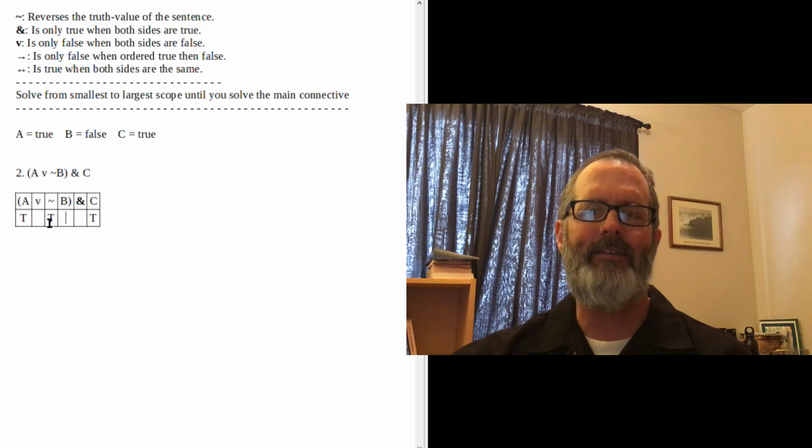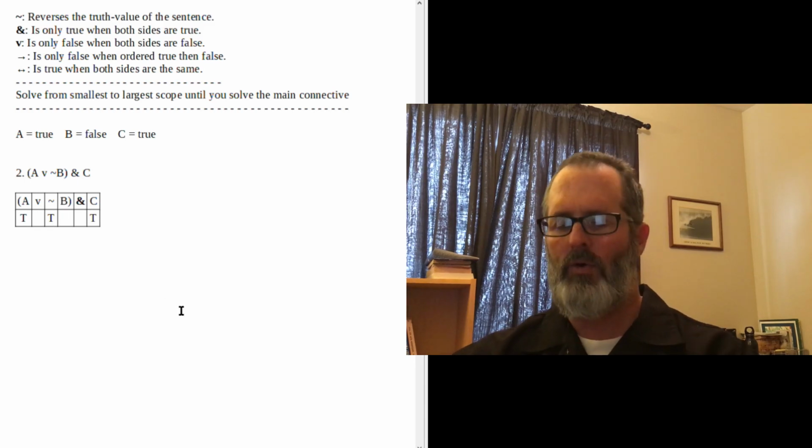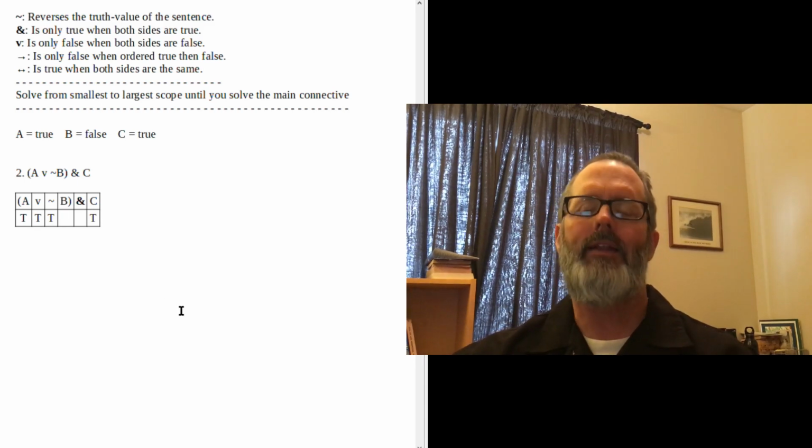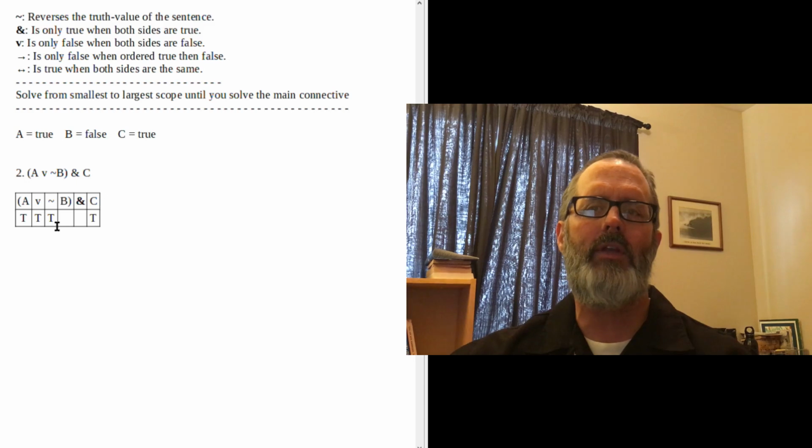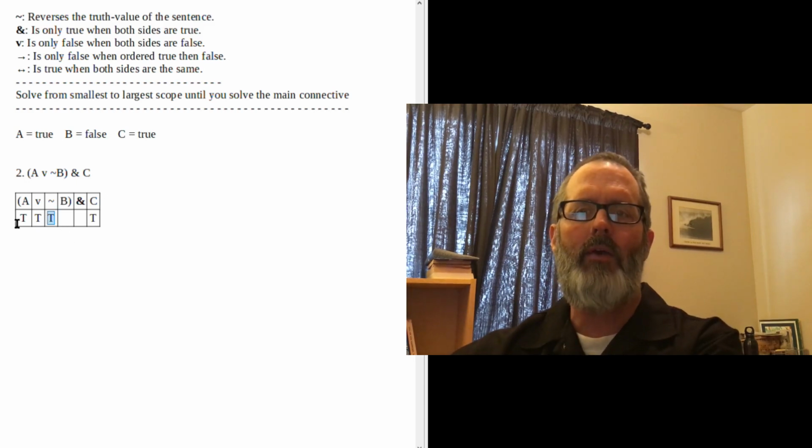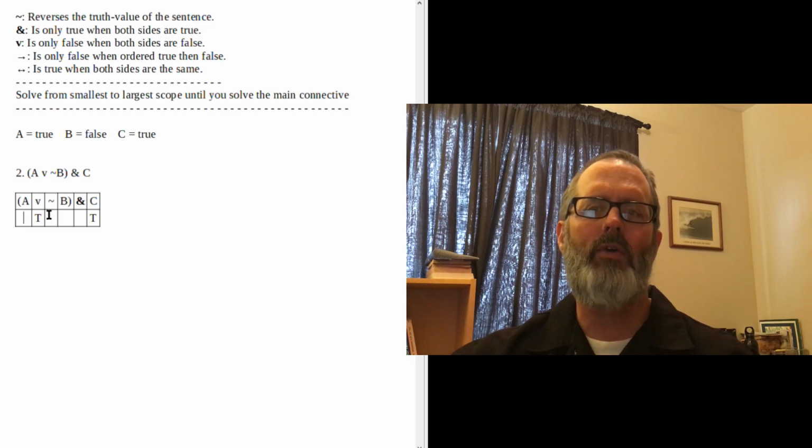So now I stay inside the parentheses and solve this OR. An OR is only false when both sides are false, so this OR is obviously true. This case again, I'm going to pretend I'm using the cross-out method. I will cross out the values I've replaced. This OR represents the value of the whole parentheses here. So now notice, if I'm crossing out, these are the only values I have left. I am ready to solve the main connective because I have all the other connectives solved.